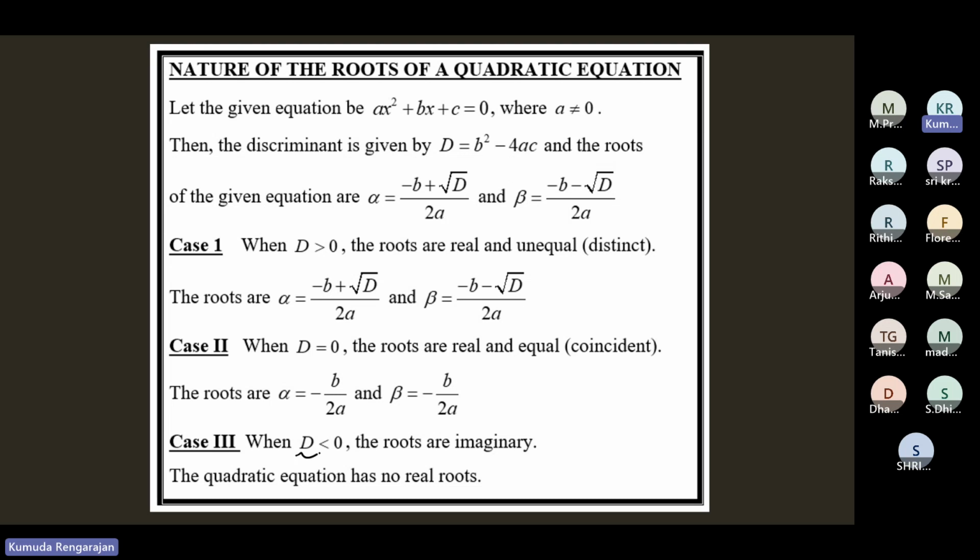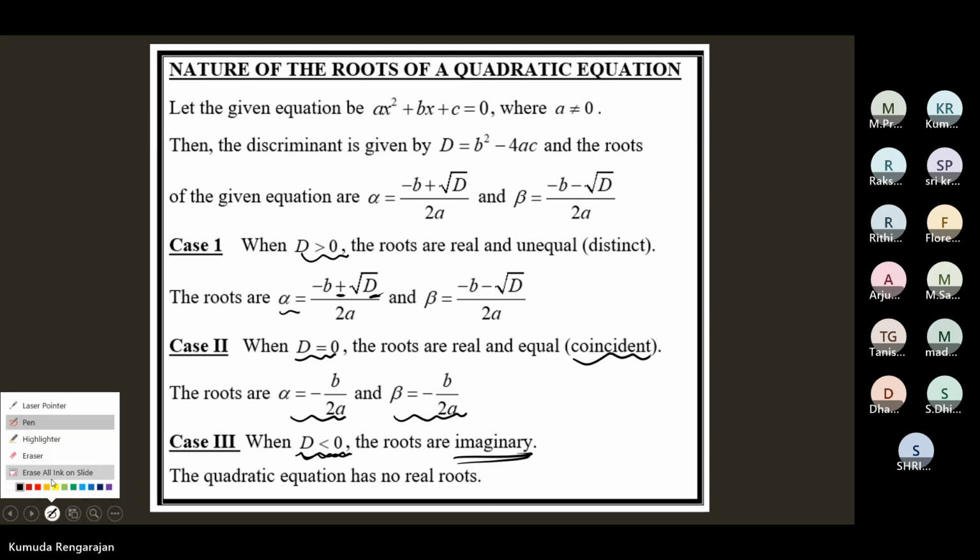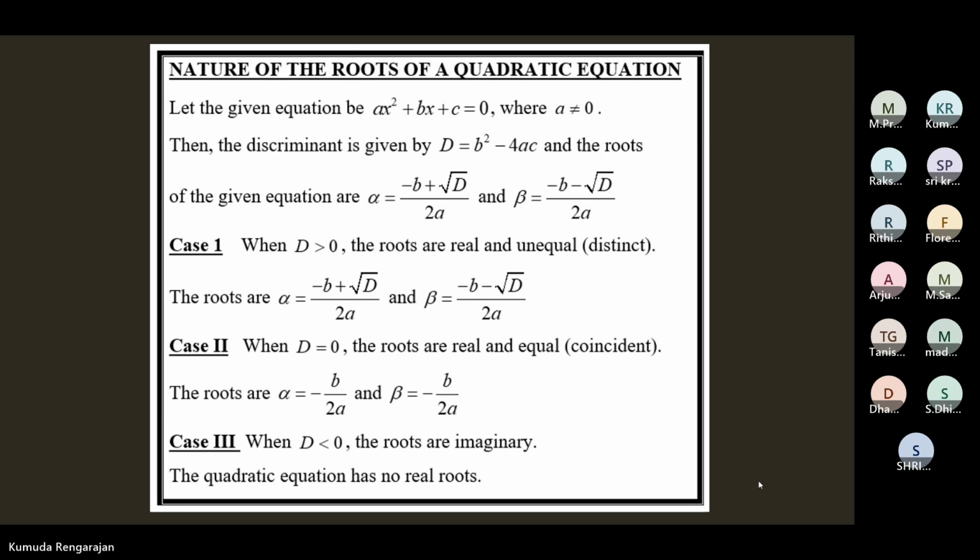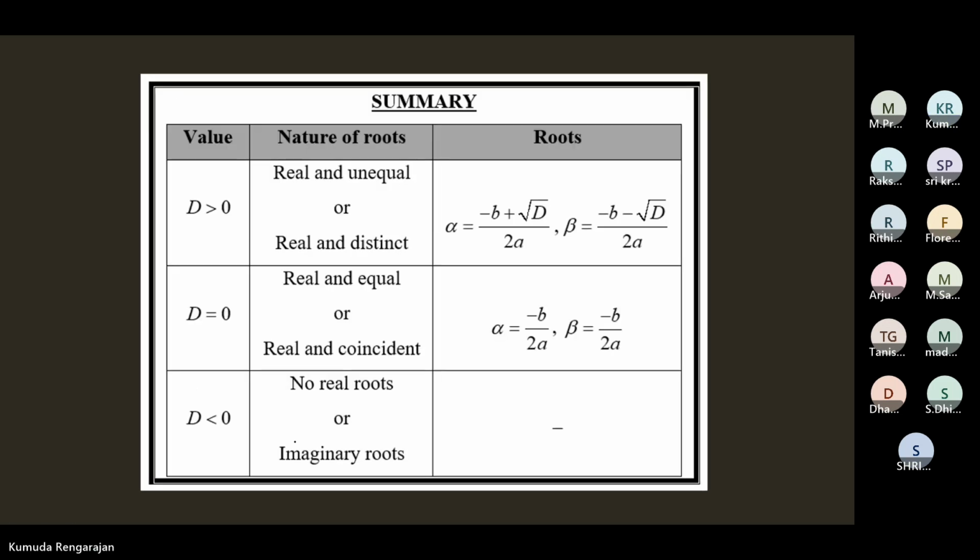So we saw when d is less than 0, when the value of d is negative, roots are imaginary. When d is equal to 0, alpha is minus b by 2a, beta is also minus b by 2a. The roots are coincident. When d is greater than 0, then alpha is minus b plus root d by 2a and beta is minus b minus root d by 2a, where d is b square minus 4ac. So this is the summary.